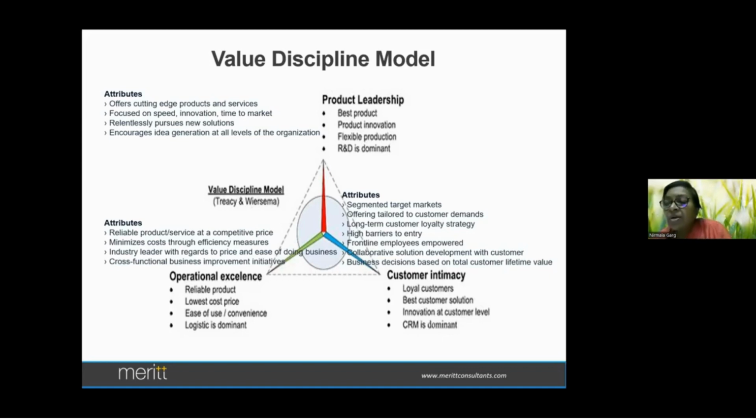How are organizations differentiating themselves to add value or to create value for their customers? Now, say, for example, in product leadership, can you give me an example of a product leadership company? Tell me what kind of companies. If the attributes are best product, then product innovation, okay? And the features will always be innovated, and research and development becomes a dominant part. What kind of companies can you think of? These days, mobile smartphones.